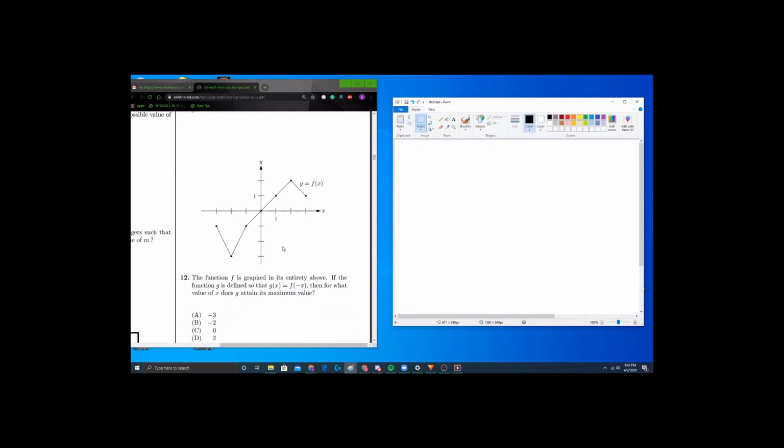Question 12. The function f is graphed in its entirety above. If the function g is defined so that g of x is equal to f of negative x, then for what value of x does g attain its maximum value? So g, it's right here. G of x is equal to f of negative x.